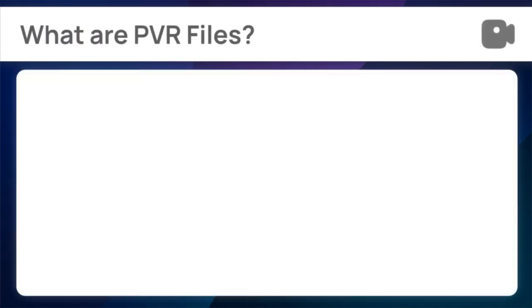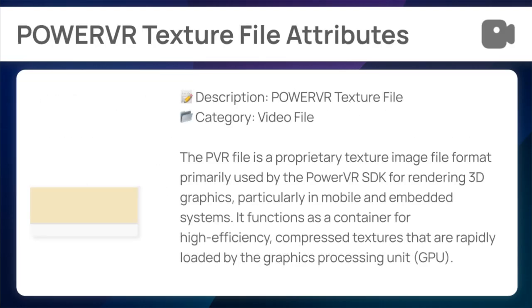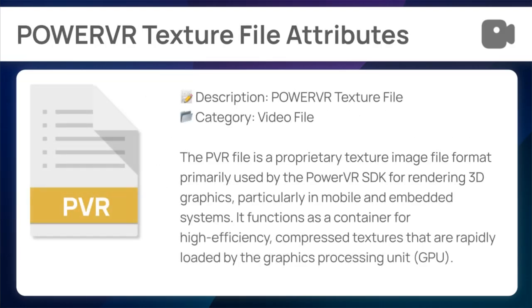For compatibility, the PVR adheres strictly to the defined video file parameters. The file employs the complex compression algorithms of POWERVR Texture File. The PVR file is a proprietary texture image file format, primarily used by the PowerVR SDK for rendering 3D graphics, particularly in mobile and embedded systems.